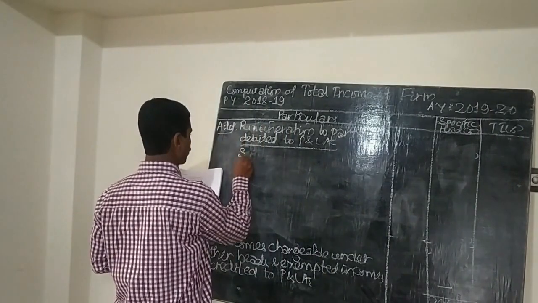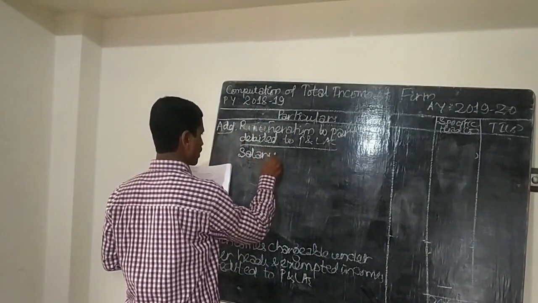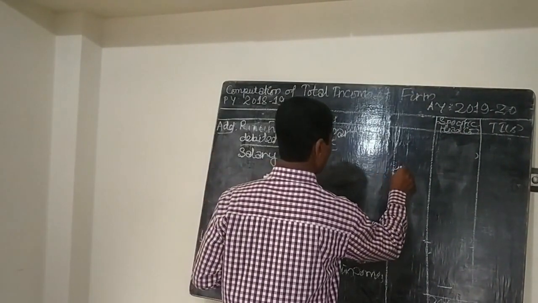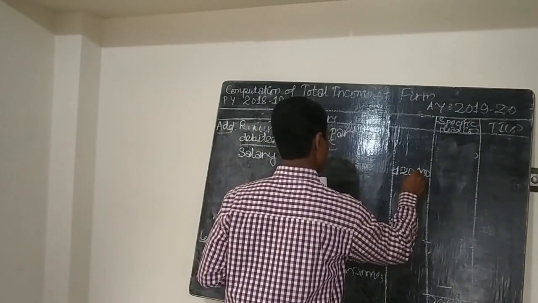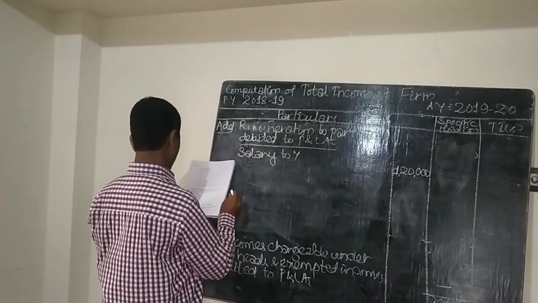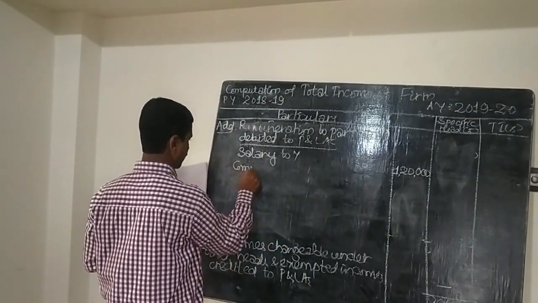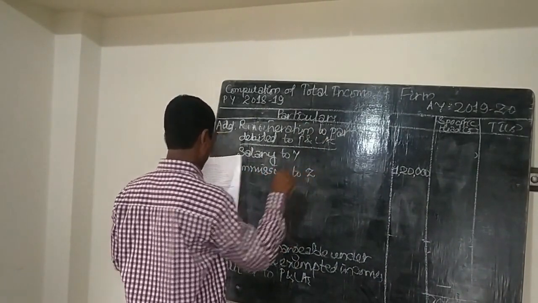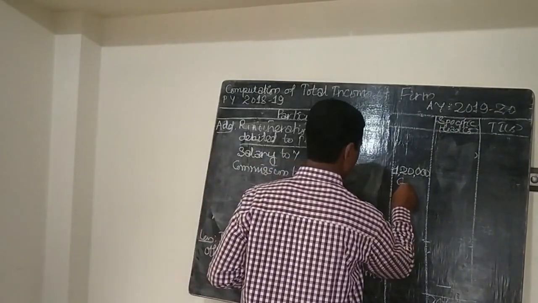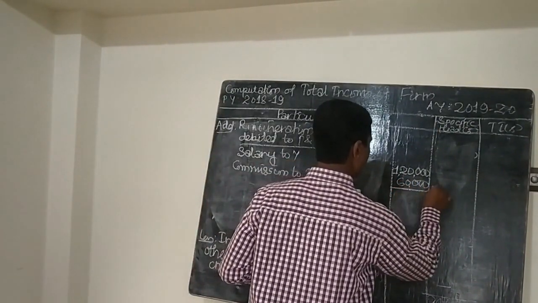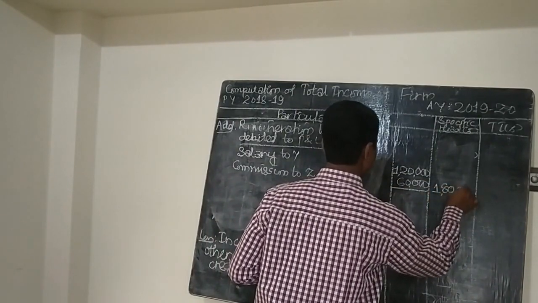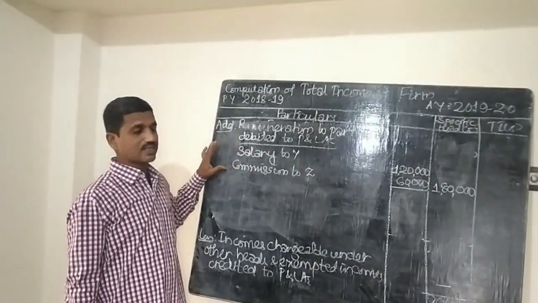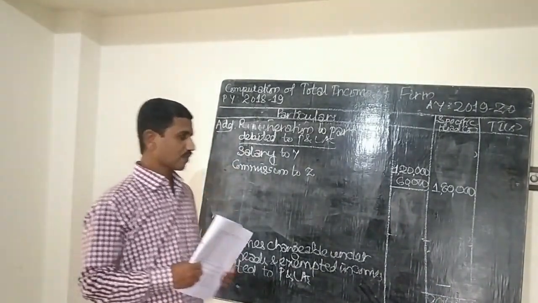So salary to Y, it is given as 1,20,000. Then commission to Z, it is given as 60,000. So total debited here is 1,80,000. Remember dear students, these two partners are working partners in the problem here.